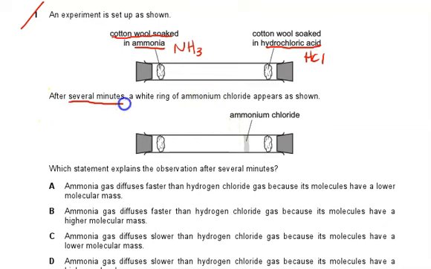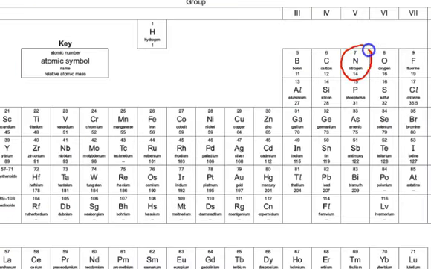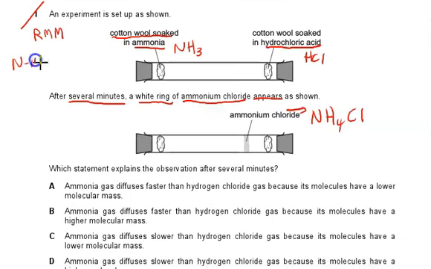After several minutes, a white ring of ammonium chloride appeared as shown. The ammonium chloride is NH4Cl, so this is the formula. First we have to get their RMM values. Nitrogen is 14, hydrogen is 1, and chlorine is 35.